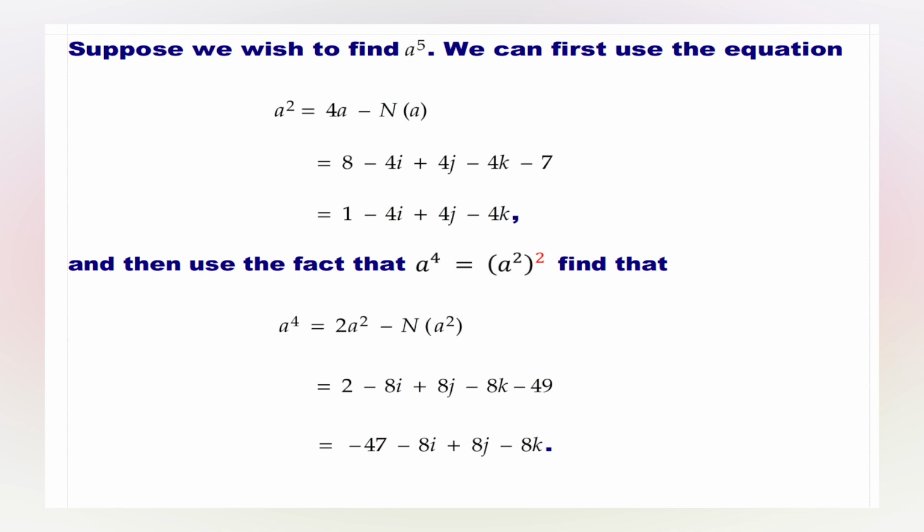Suppose we wish to find a power 5. We can first use the equation a square is equal to 4a minus N of a, which is equal to 8 minus 4i plus 4j minus 4k minus 7, is equal to 1 minus 4i plus 4j minus 4k. And then use the fact that a power 4 is equal to a square the whole square to find that a power 4 is equal to 2a square minus N of a square, is equal to 2 minus 8i plus 8j minus 8k minus 49, is equal to minus 47 minus 8i plus 8j minus 8k.